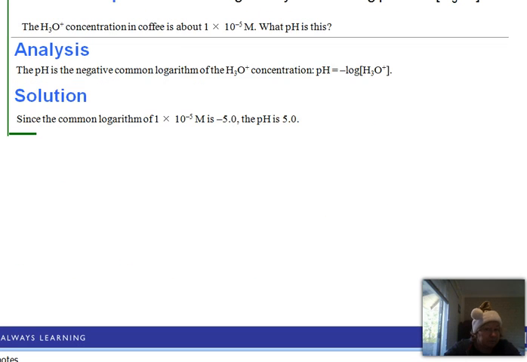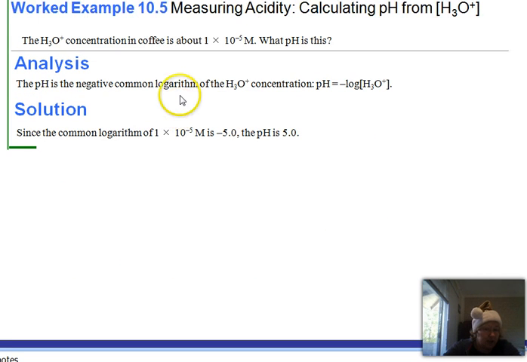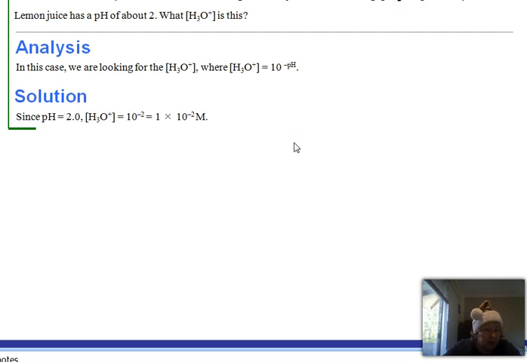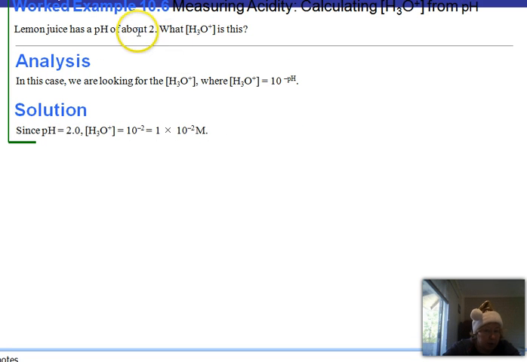Let's do another one. The hydrogen ion concentration in coffee is about 1 times 10 to the -5. What's the pH? Boom. It's 5, because it gave you the hydrogen ion concentration, and you can just say it's 5. The pH of coffee is 5. Slightly acidic. Let's do another one. Lemon juice has a pH of about 2.